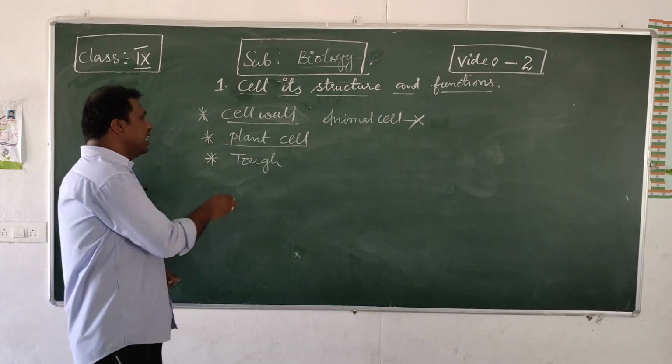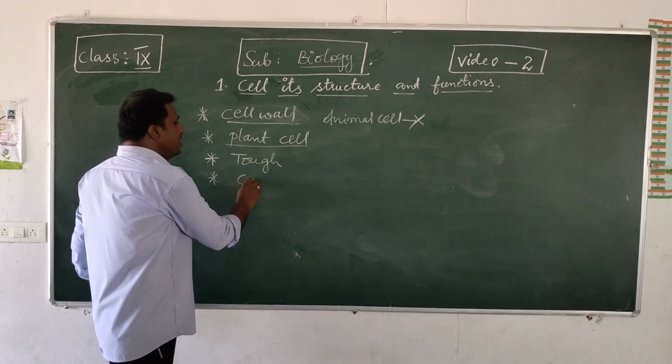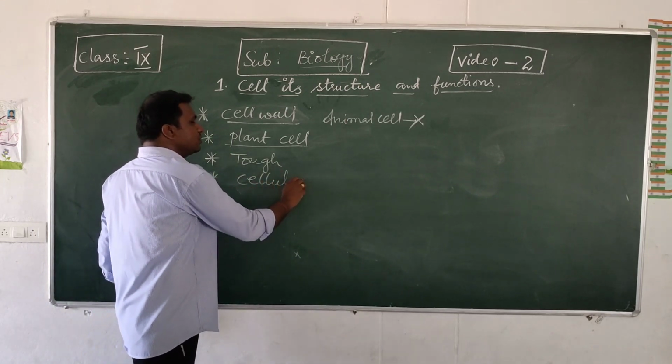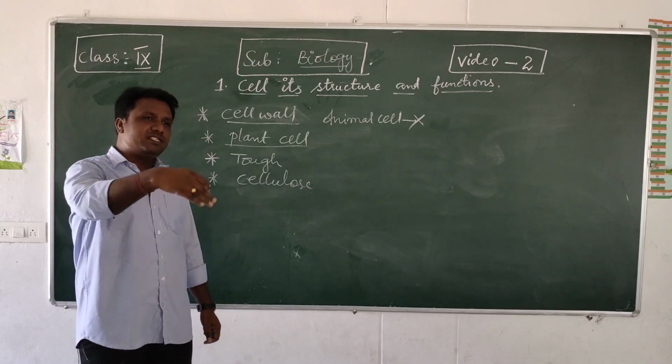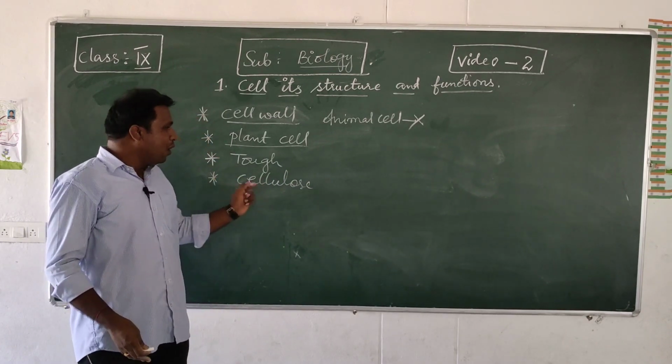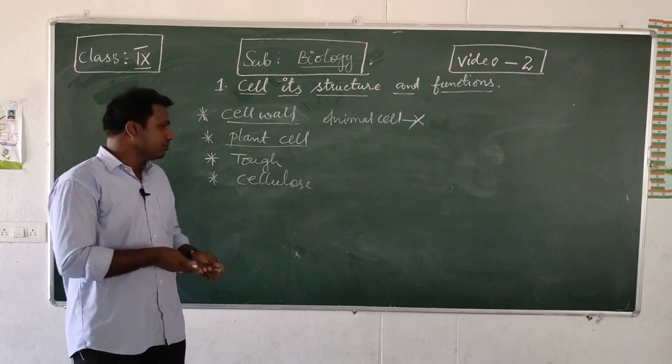Then what is this cell wall made up of? The cell wall is made up of mainly cellulose. Our wood, or the wood of a tree, or the benches which are made up of wood, they all contain what? Cellulose.